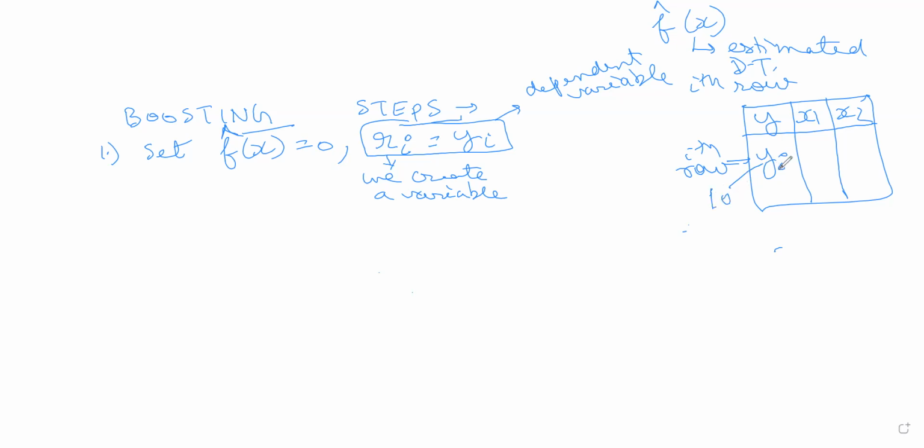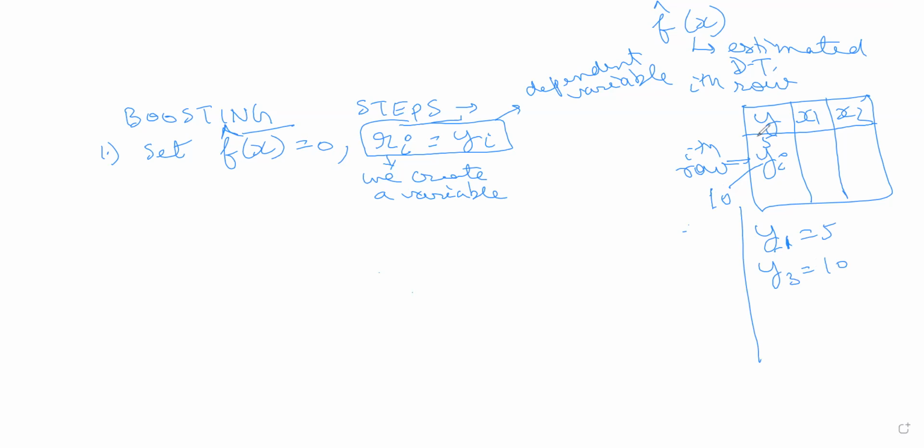So y ith is 10. So if the first row is 5, I'll say y1 is 5. If the third row is 10, I'll say y3 is equal to 10. Is this symbolism clear to you? Is it clear? Yes. Okay.